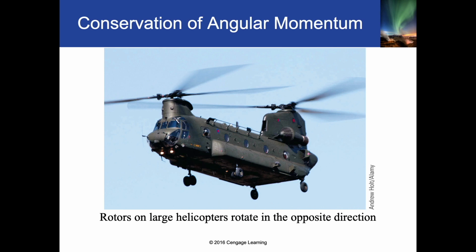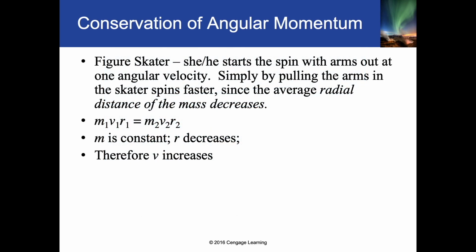Anyway, so that's why the Chinook helicopter can fly straight. It can fly straight because the rotors are going in opposite directions.